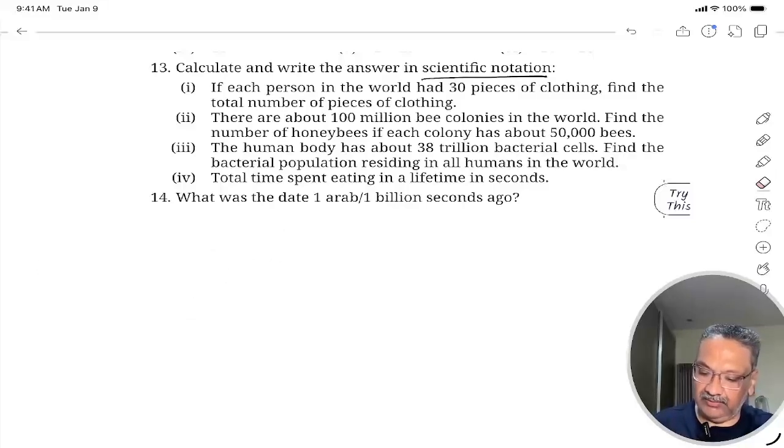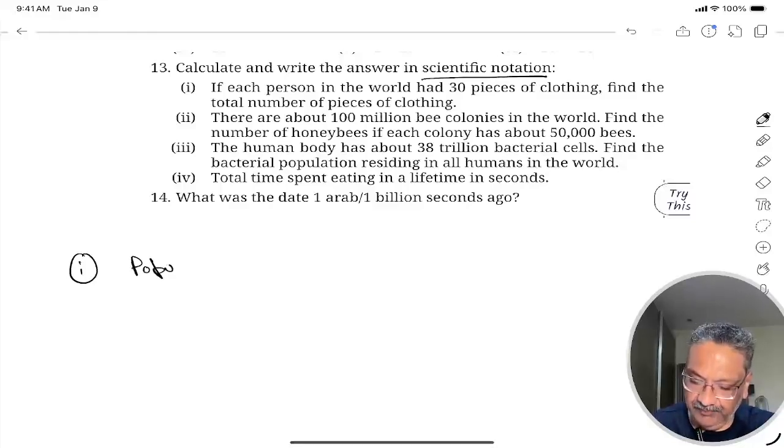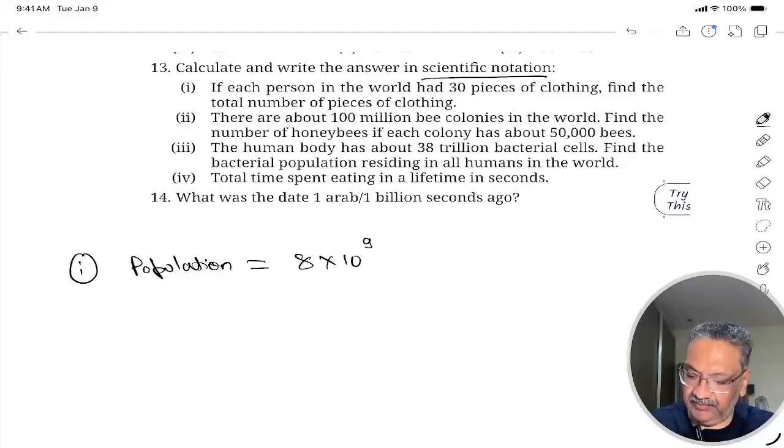Okay, so let's take the first one. If each person in the world had 30 pieces of clothing, find the total number of pieces of clothing. ಅಂದರೆ ಒಬ್ಬ ಮನುಷ್ಯನ ಹತ್ರ 30 ಬಟ್ಟೆ ಇರುತ್ತೆ. ಸೊ ಟೋಟಲ್ ಎಷ್ಟು ಬಟ್ಟೆ ಇದೆ ಅಂತ. ಟೋಟಲ್ ಪಾಪ್ಯುಲೇಷನ್ ಎಷ್ಟಿದೆ ವರ್ಲ್ಡಿಂದು? ಪಾಪ್ಯುಲೇಷನ್ ಆಫ್ ವರ್ಲ್ಡ್ ಈಸ್ 8 into 10 to the power of 9, I think. So it depends on the population of the world.